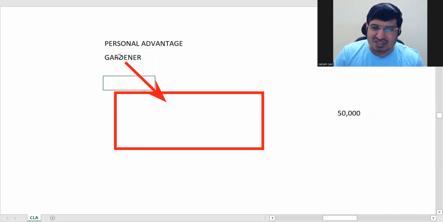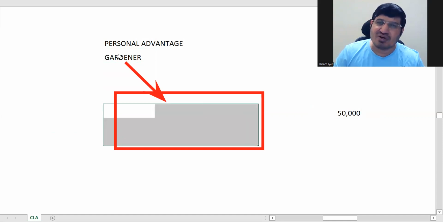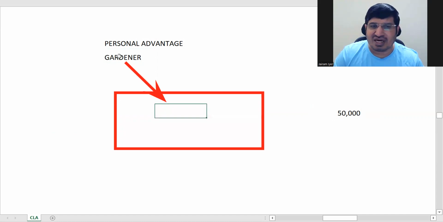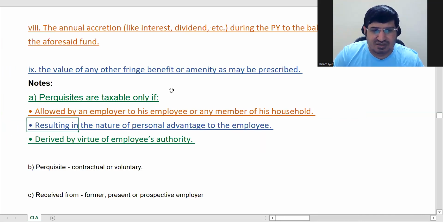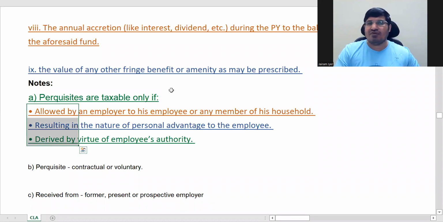Now this is not a personal advantage because it's beyond his means. It is beyond the means of the gardener. So which is why it will not be treated as personal advantage. Hence, even if he's staying here, it won't be considered as a perquisite. So perquisites are taxable only if these three things are fulfilled. Any one is not fulfilled, it will not be taxable.